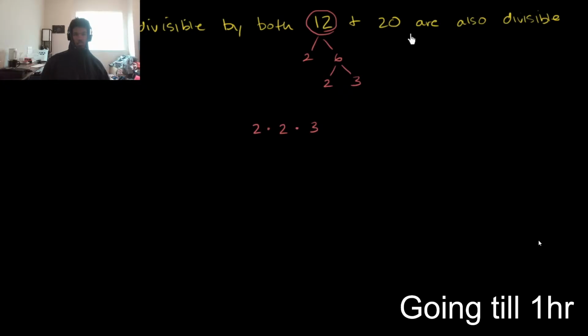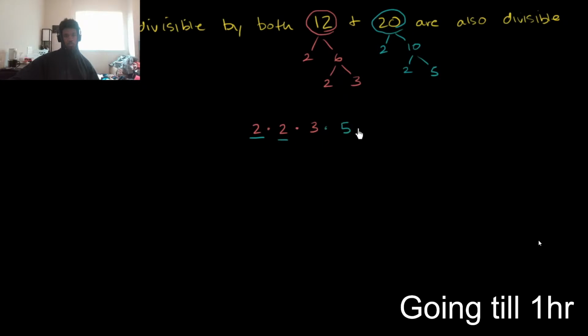Now, any number that's divisible by 20 needs to be divisible by, let's take its prime factorization, 2 times 10. 10 is 2 times 5. So any number divisible by 20 needs to also be divisible by 2 times 2 times 5. Or another way of thinking about it, it needs to have 2 2's and a 5 in its prime factorization. Now, if you're divisible by both, you have to have 2 2's, a 3, and a 5. 2 2's and a 3 for 12, and then 2 2's and a 5 for 20.